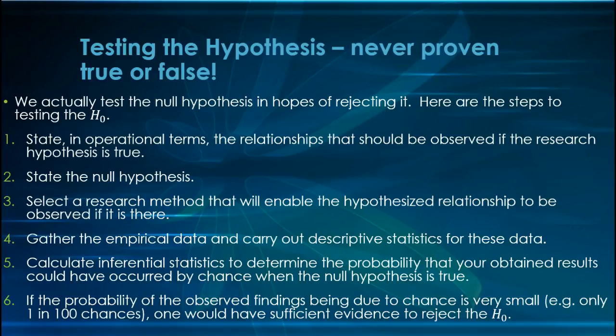We're going to gather empirical data and carry out the descriptive statistics. We will then analyze and calculate the inferential statistics to determine the probability that your obtained results could have occurred by chance when the null hypothesis is true. And we will talk about this all a little later. So if the probability of the observed findings being due to chance is very small, then one would have sufficient evidence at that point to reject the null hypothesis. So we will be going through those types of steps a little later on.